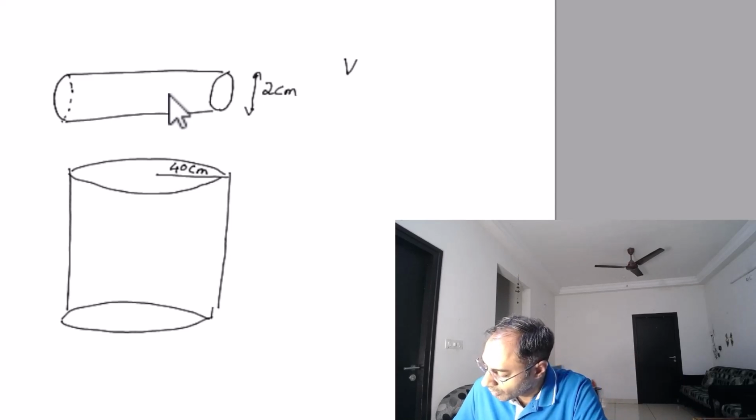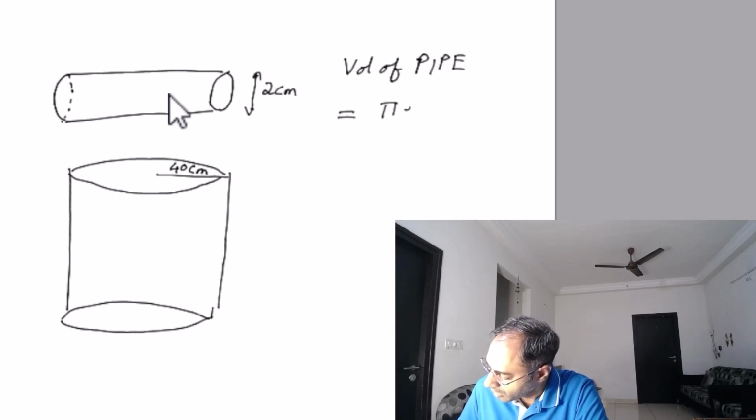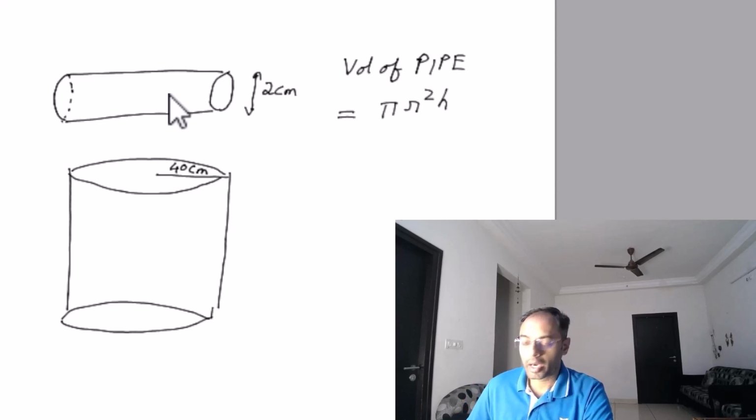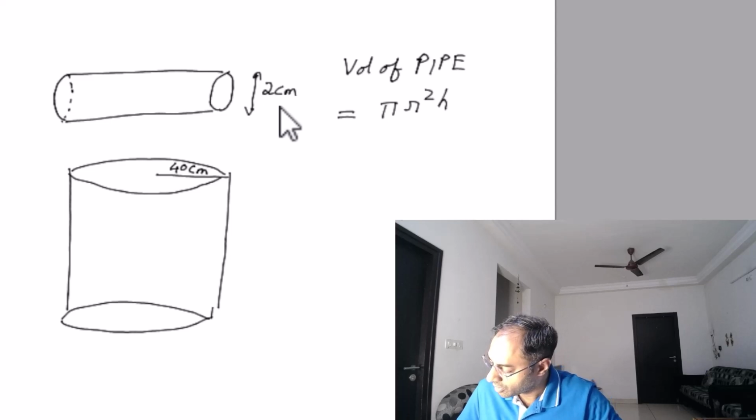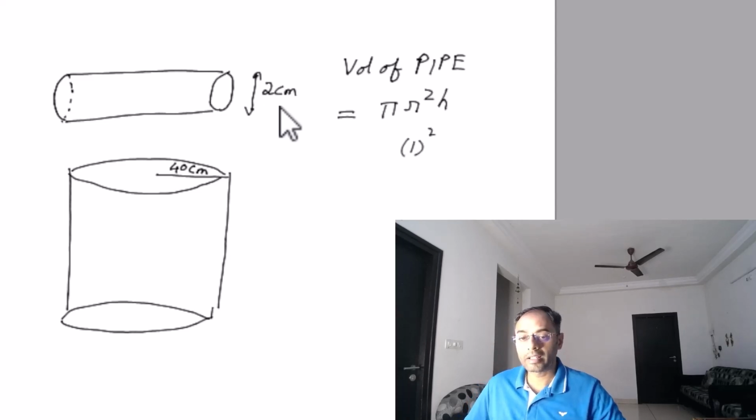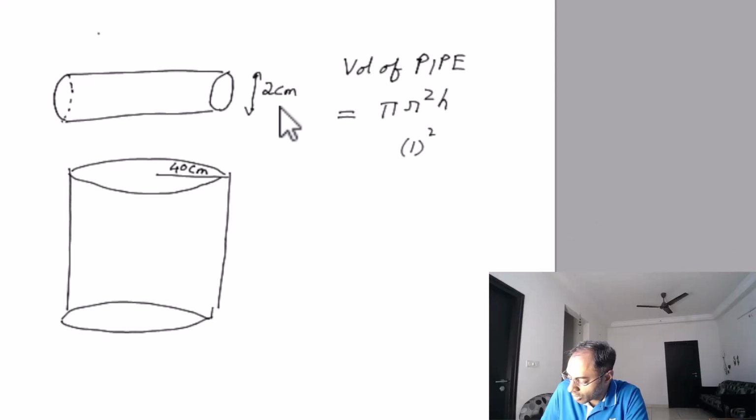And volume of the pipe, which is cylindrical in shape, is given by pi r square h. And radius, what is the radius? We know the diameter is 2 centimeters. So the radius is 1. Pi into 1 square into, now if you have to find the height, in this case, since it is mentioned that water is flowing at 0.4 meters per second.